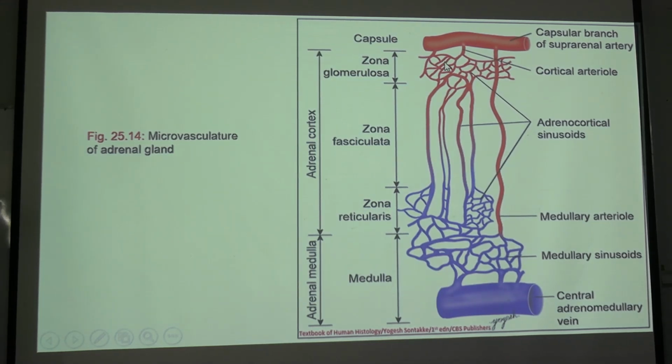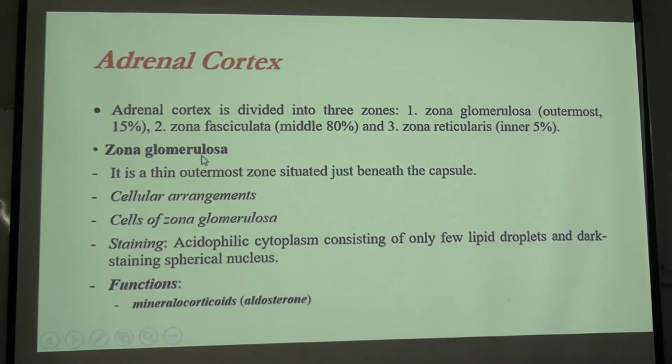As the blood vessels go down, they create some kind of sinusoids. The more we reach the reticularis and the medulla, we see these spaces between them, which we call sinusoidal spaces, visible lower down. The upper side is really compact. In the glomerulosa, the cells are arranged in a pattern below the capsule, and these cells look spherical or rounded.